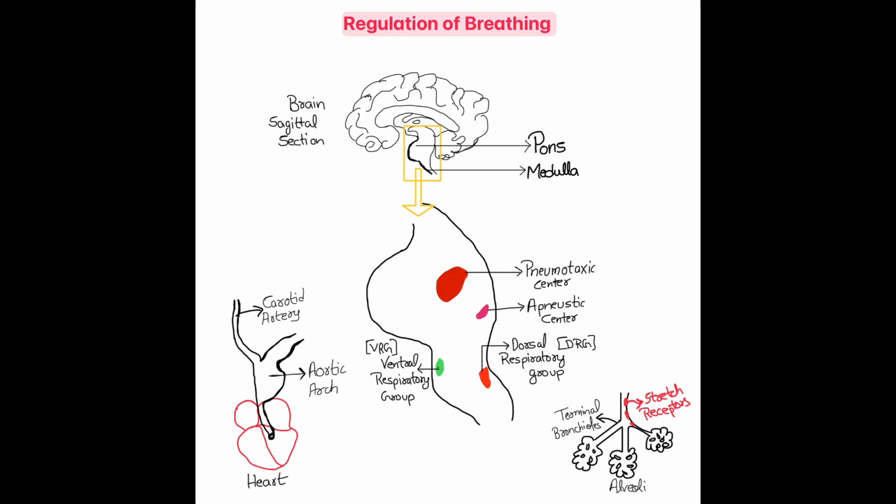So as you see, this is the brain sagittal section. Okay, when you cut your brain in between half, this is how the brain looks. Its hindbrain part is pons and medulla. If you enlarge this part, it looks like this. So the main respiratory center of our body is the dorsal respiratory group.